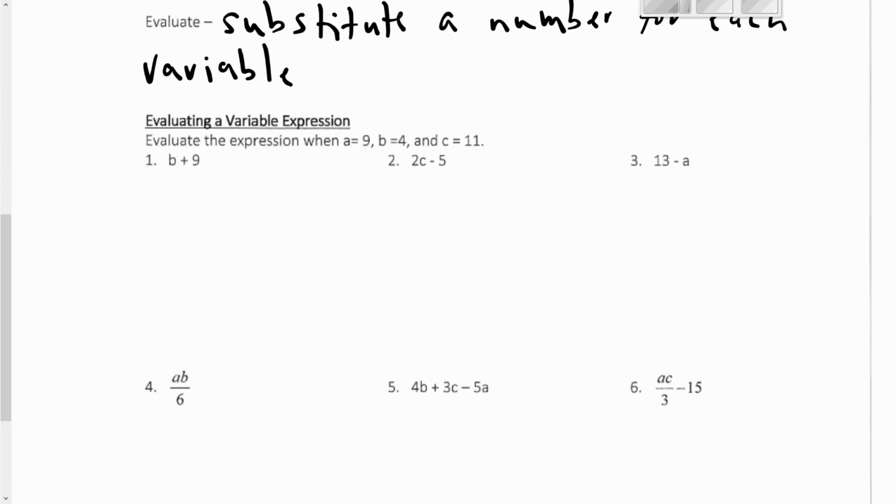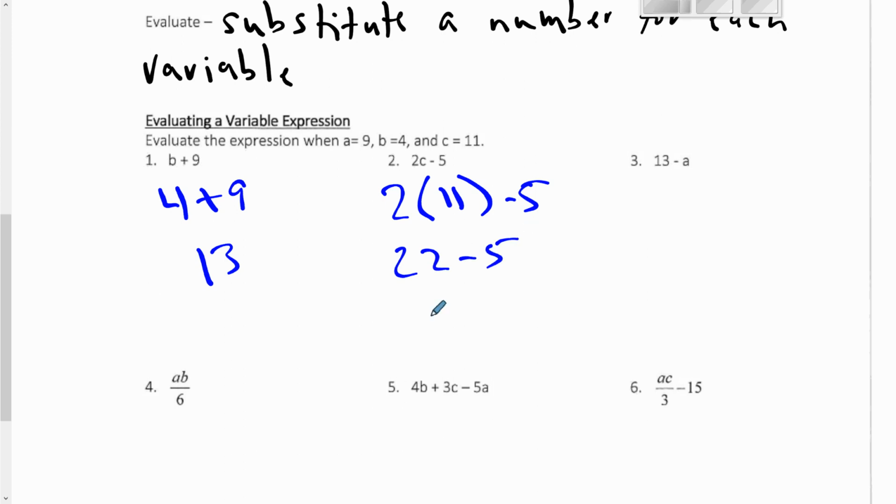So they tell us that A equals 9, B equals 4, and C equals 11, and they just want us to evaluate all of the expressions. So our first one is B plus 9. We know that B equals 4, so we're going to replace the B with a 4, and then we're going to add 9, so we'll wind up with 13. For number 2, we have 2 times C, which is 11, minus 5. Order of operations tells me to multiply first, and then subtract, and we'll get 17.